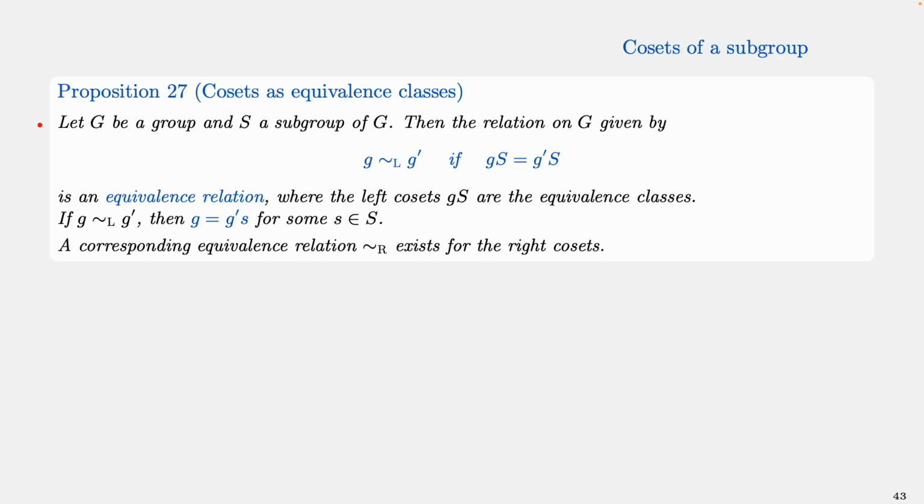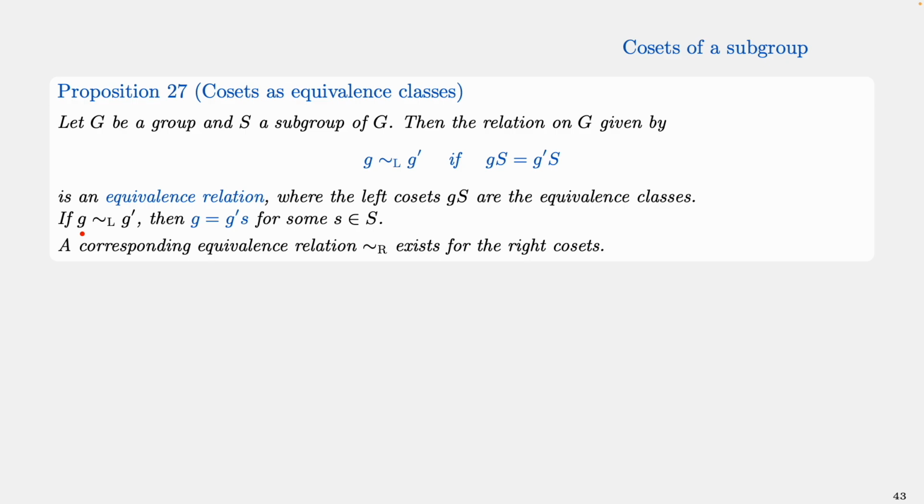And indeed, these cosets form equivalence classes for a certain relation. So let G be a group, S a subgroup. And then we define this relation tilde L, which I define here. G and G prime are related if they have the same coset, so GS is the same as G prime S. And I claim that this is in fact an equivalence relation, where the left cosets GS are the equivalence classes.